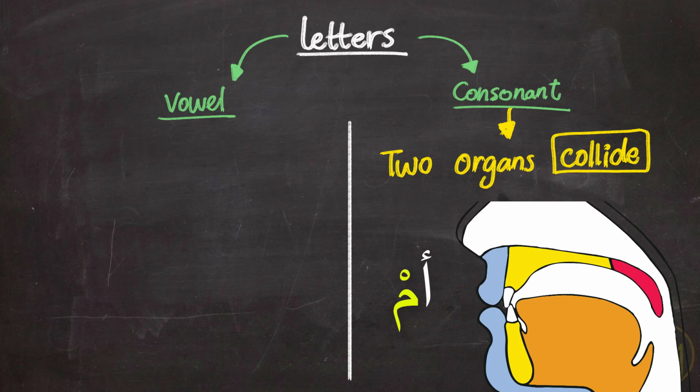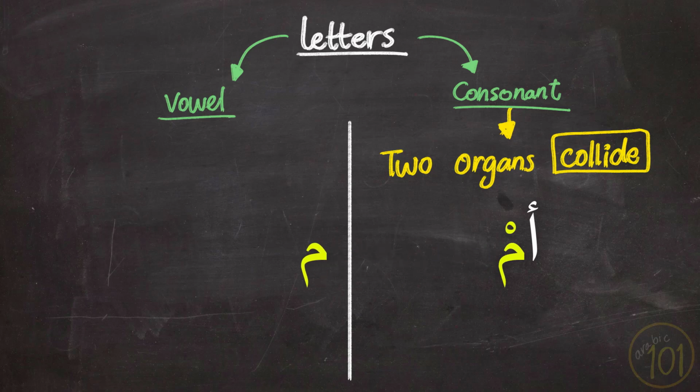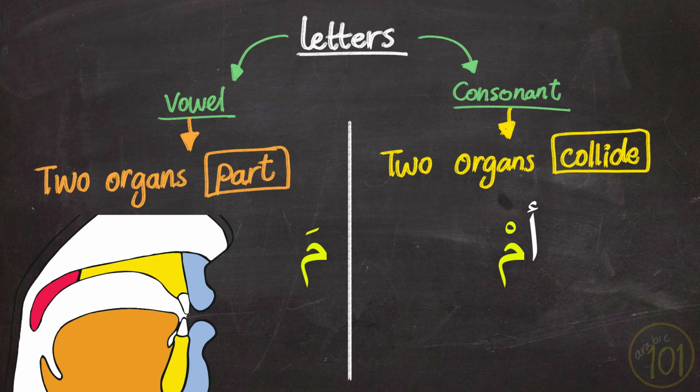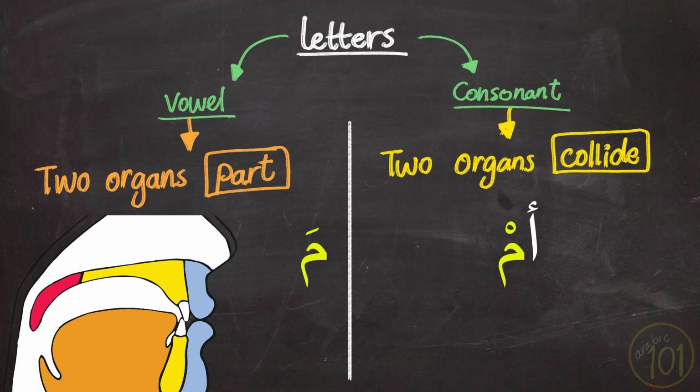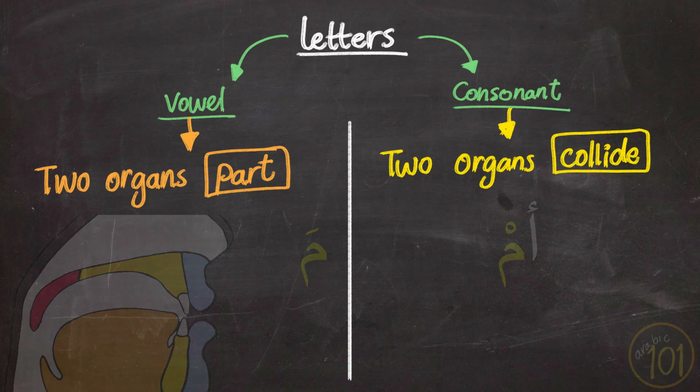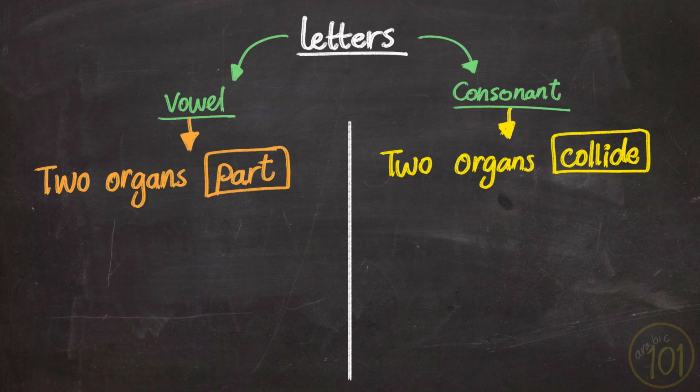Now, if we put the same sound in a vowel state by adding fatha, for example, the sound would be produced by the parting of the two organs. So when we say ma, the two lips part ways by opening the mouth. So these two states exist in all languages, including Arabic.